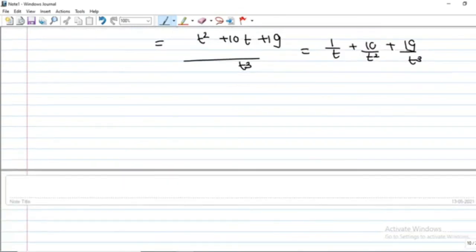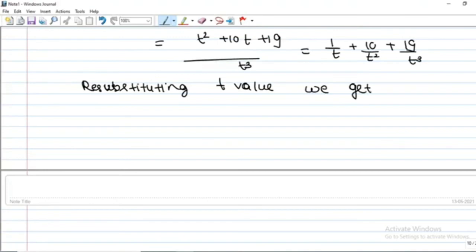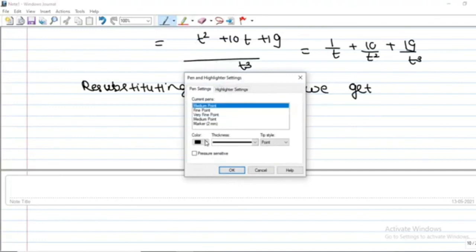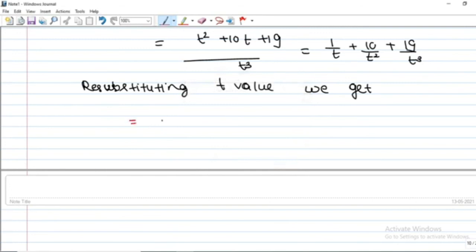Now what we can do? Resubstituting the t value, we get, let me change the pen color, red color will be better. So what we are going to get if I resubstitute: here it will be 1 upon (x-4), here it will be 10 upon (x-4) the whole square, and here it will be 19 upon (x-4) the whole cube.